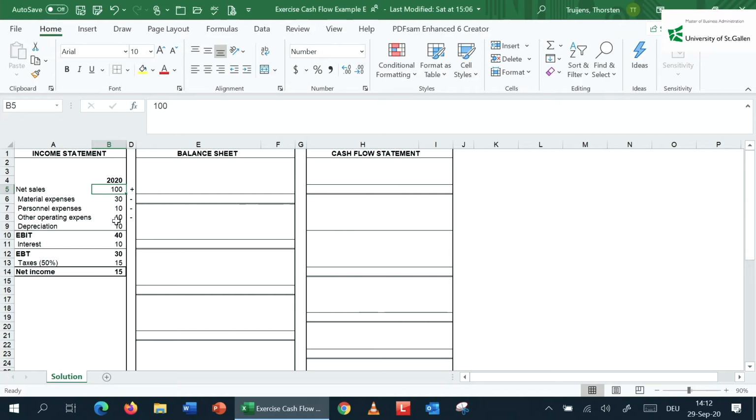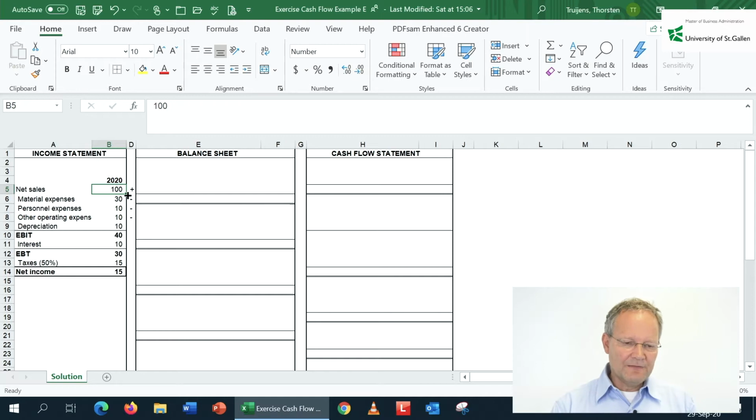Now, with all my simplifying assumptions, we can now say that we have 100 plus, 30 minus, 10 minus, 10 minus, so there's something left. Depreciation, we said, nothing happens in cash. Interest? If you pay interest to the bank, that is usually cash out. So for that reason, it's a minus here.